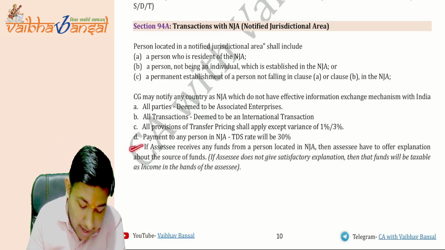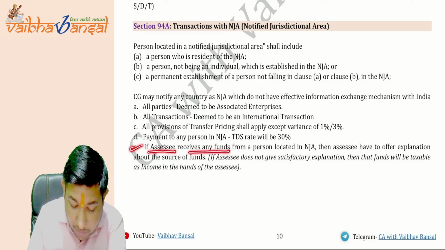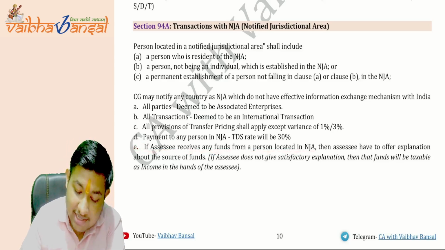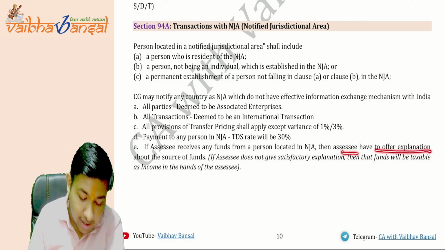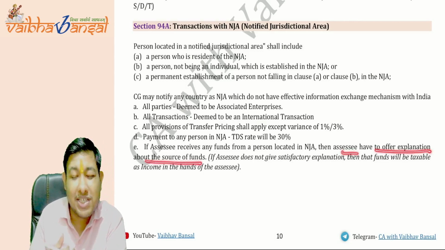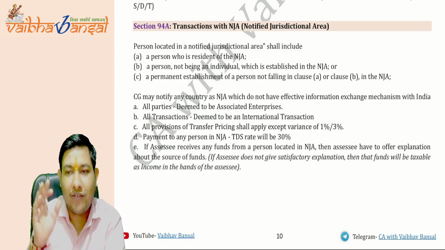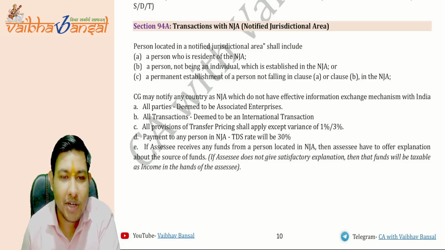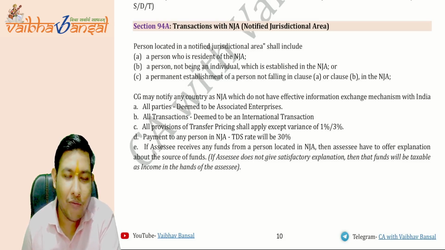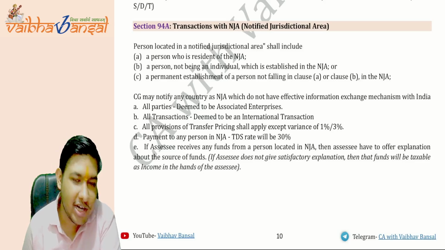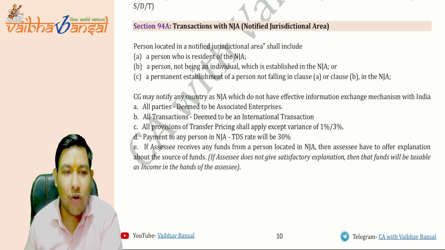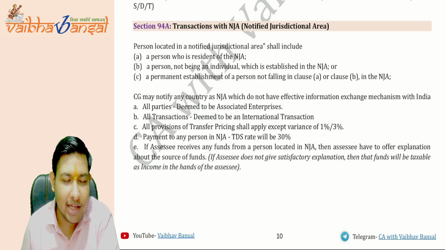Now, if the assessee receives any fund from the NJA, the assessee has to offer an explanation about the sources of the fund. If you have received any fund from the NJA, then the Indian assessee has to offer every kind of explanation about the sources of the fund, from where the fund is received, and what kind of activities the other AE is doing for you.